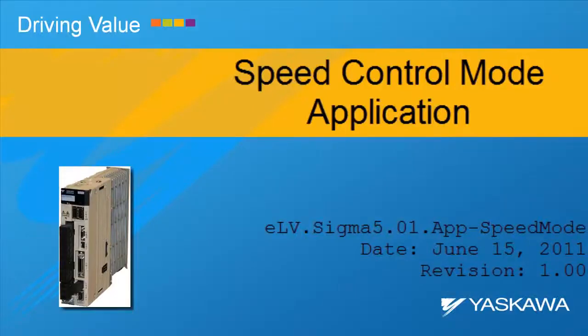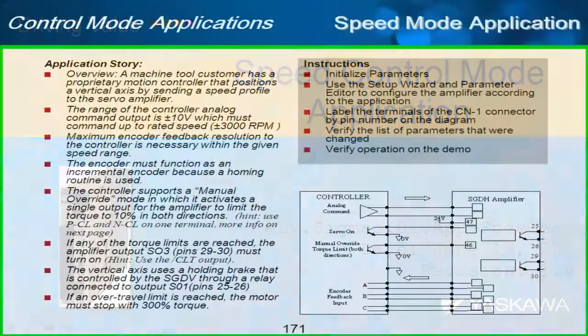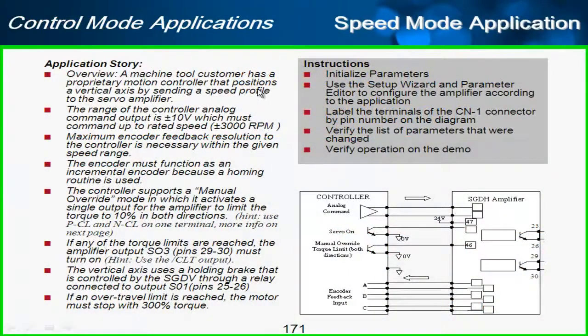In this video, let's look at how to use the parameter setup wizard to solve a speed mode application for the analog pulse version of the Sigma 5. So here's our application story.